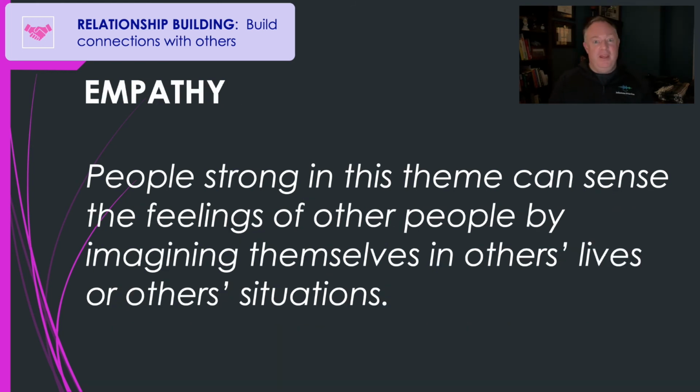Next up is empathy. People strong in this theme can sense the feelings of other people by imagining themselves in others' lives or other situations. So this is a really powerful relationship theme. And a DJ who uses empathy in an excellent way could look like this.